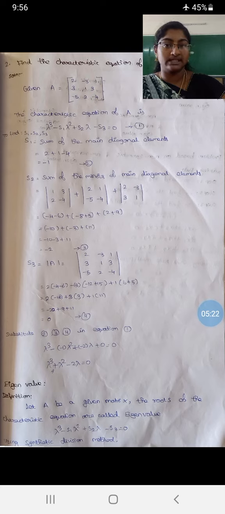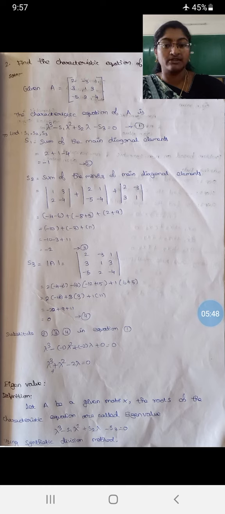By solving this determinant, we get the value minus 4, minus 6, plus minus 5, plus 5, sorry, minus 8 plus 5, plus 2 plus 9, which is nothing but minus 10, plus minus 3, plus 11. By solving this, we get the value minus 10, minus 3, plus 11. So minus 13 plus 11 is minus 2. Hence, we find the value of S2. Mark this as equation number 3.